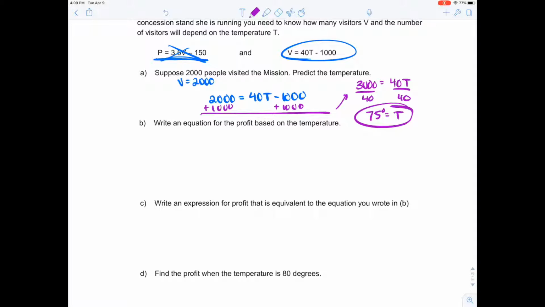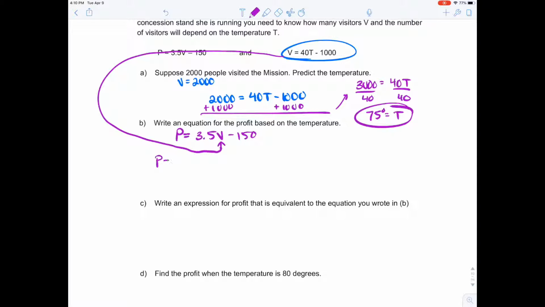Cool. Now we need to write an equation for the profit based on the temperature. Right now, the equation for profit depends on something. Hopefully you notice that the profit right now is depending on the number of visitors. But we want to write an equation where the profit is depending on temperature. So what we're going to do is, see this V here, this V in our profit equation. We know what V is equal to.